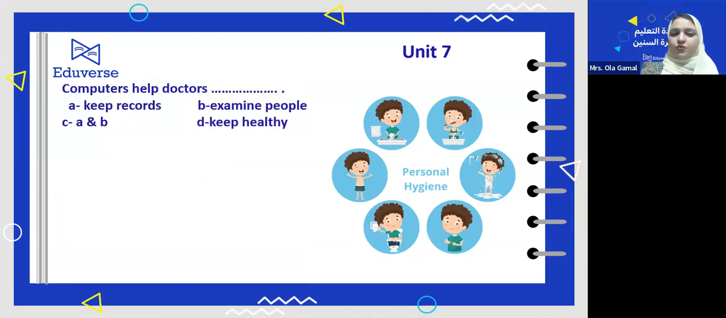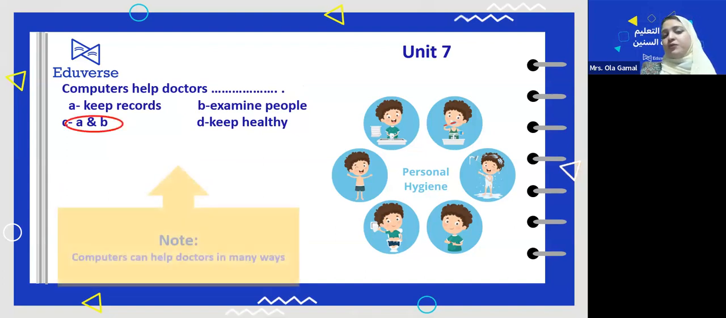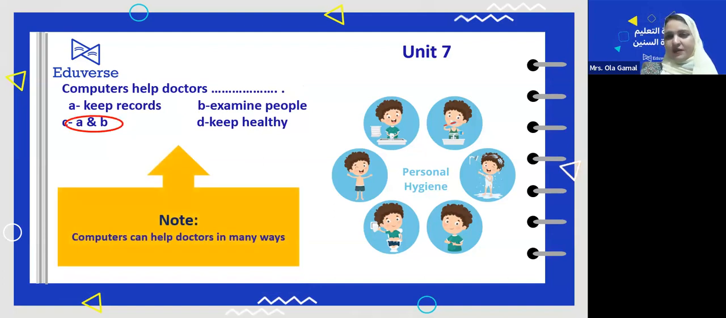Computers help doctors what? What do computers do to help doctors? Keep records, examine people, keep healthy, or A and B? As we know, computers can do lots of things in many ways, and can help doctors in many ways. So it's going to be A and B. It can keep records for them and examine people as well.